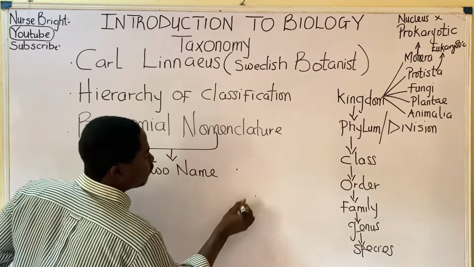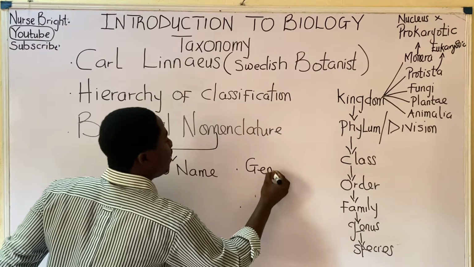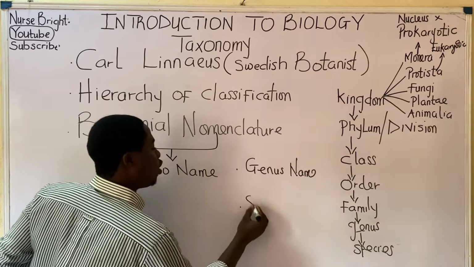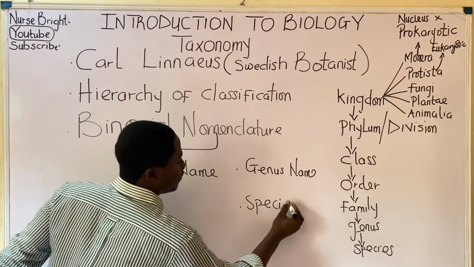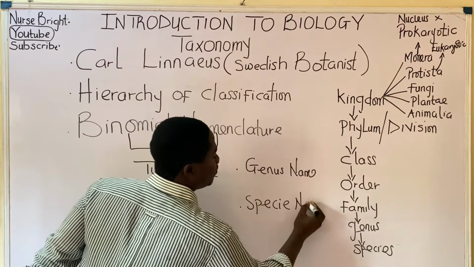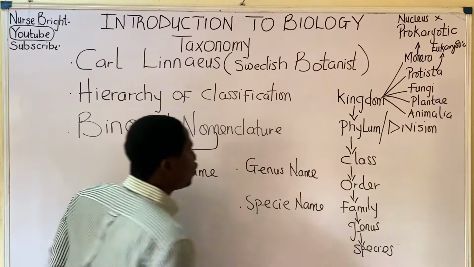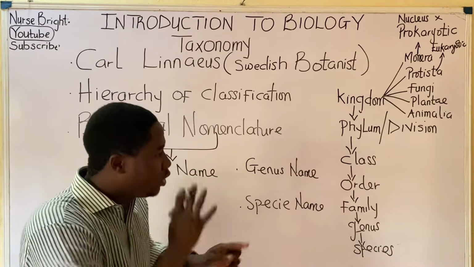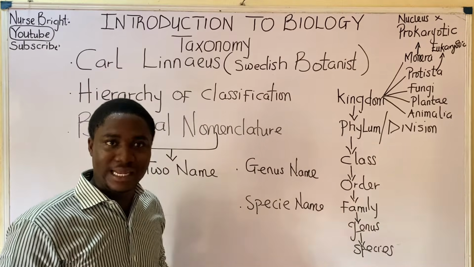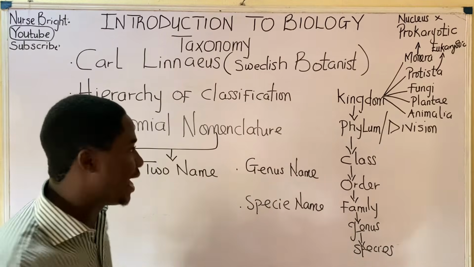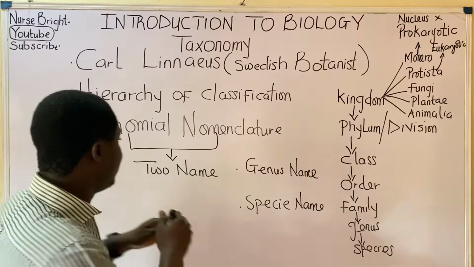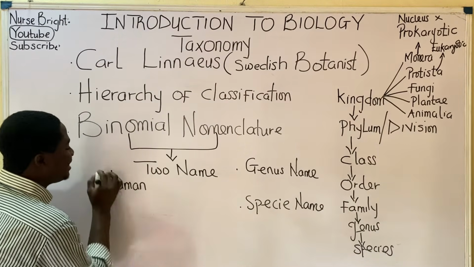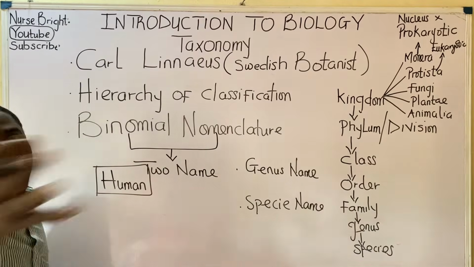What are the 2 names? The first one is called the genus name. The genus what? Name. And the other is called the species name. This must be noted, which is the generic name and also the specific name. I'm going to give us an example to explain this. So let's take, for instance, humans. We humans. You can be asked, what is the scientific name for humans?